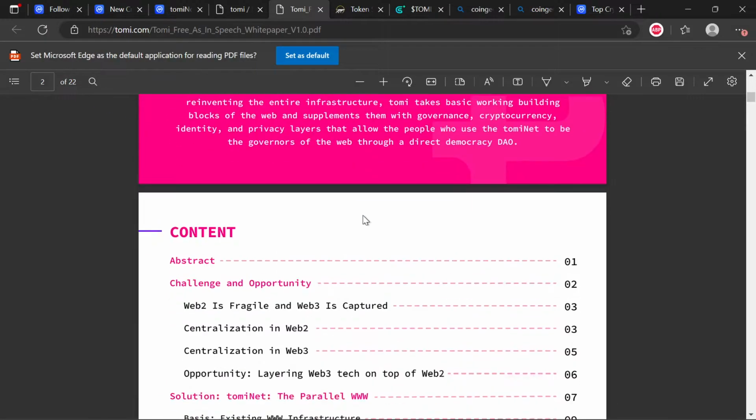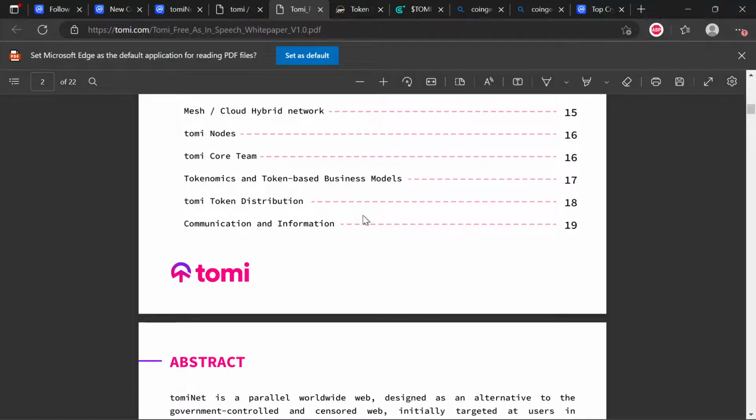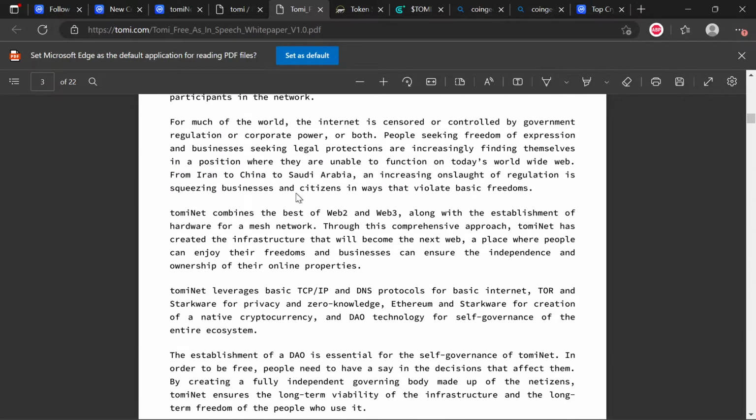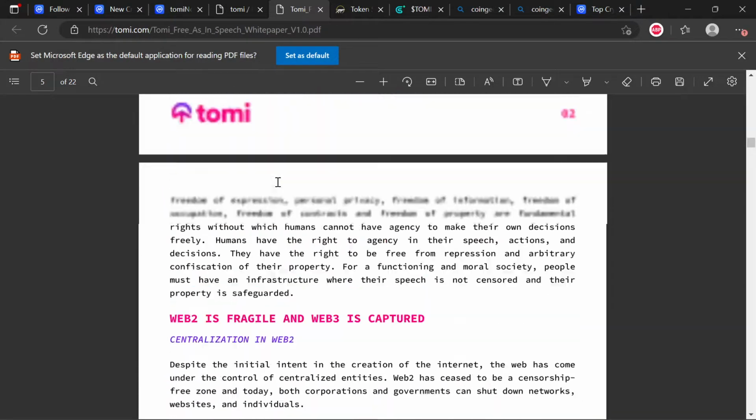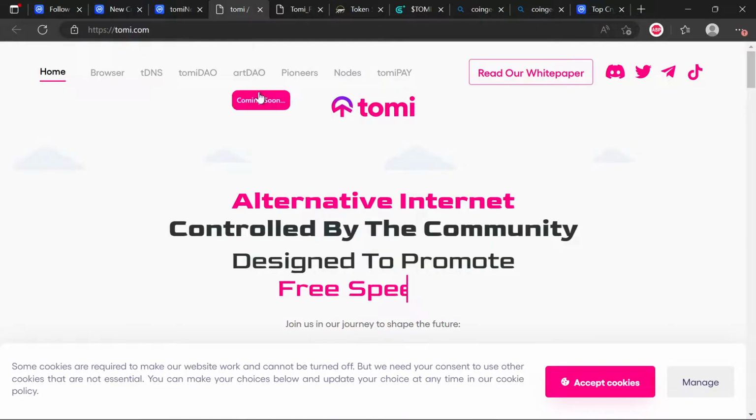About 22 pages available. Remember, whenever you see a white paper that is 10 pages or less, right? It's more of a marketing paper and not a white paper. But you do see they did put some effort into their white paper. Right, it does look quite decent, right? So I am happy with the white paper, right?